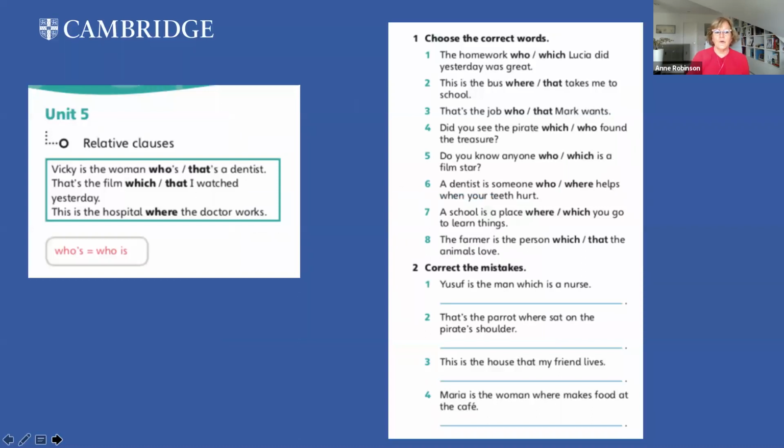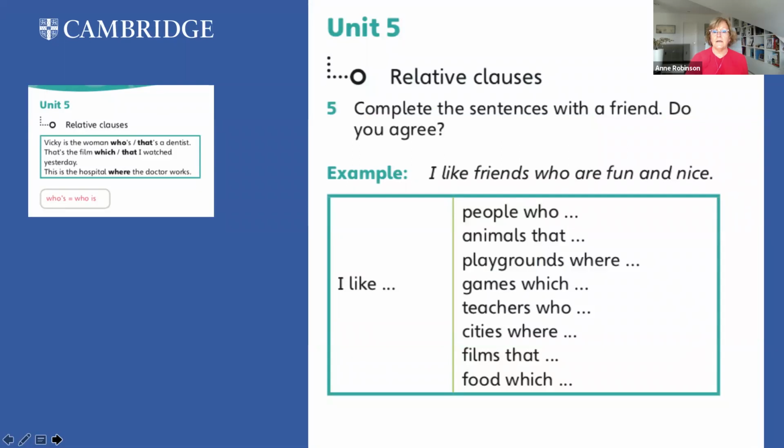And again, we've got some quite mechanical exercises where they have to choose the correct words and correct the mistakes. And I think this is great. As I say, students need time to process the language and to manipulate the structures. But then we want them to use it. So I really like this activity, which follows on from those.